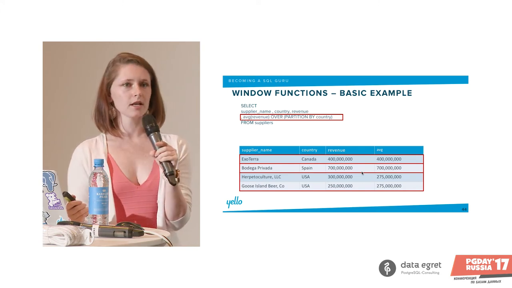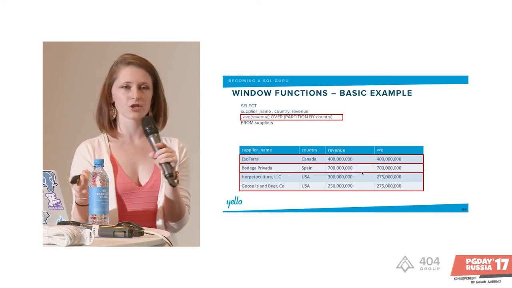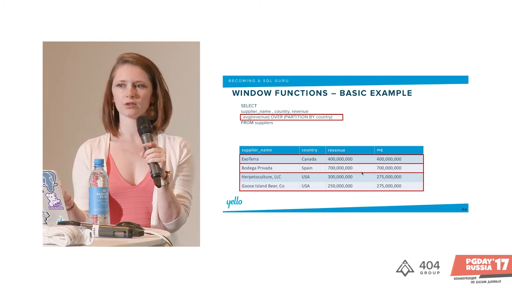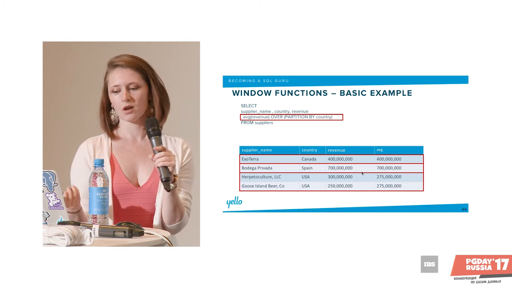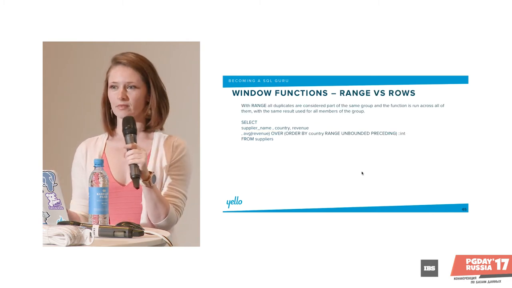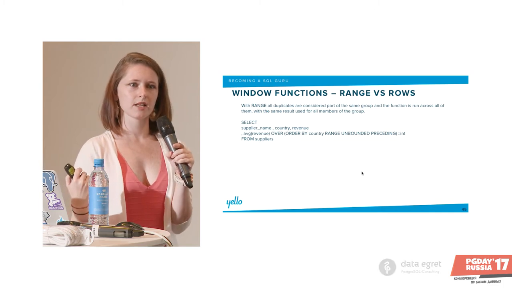But now for the US, we see that Herpetoculture LLC actually has a higher revenue than the average revenue for other suppliers within the US, while Goose Island Beer, unfortunately, has a lower revenue. Does that make sense? Any questions on this?